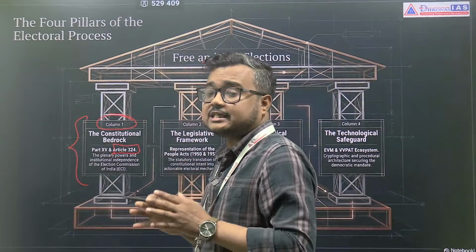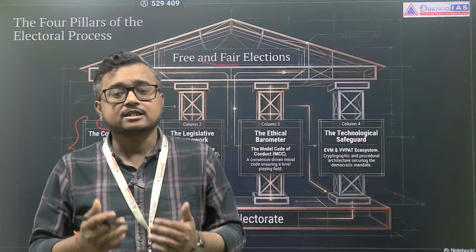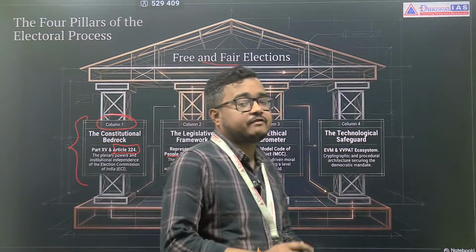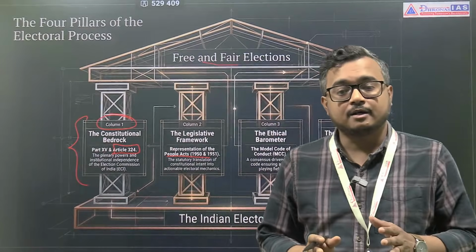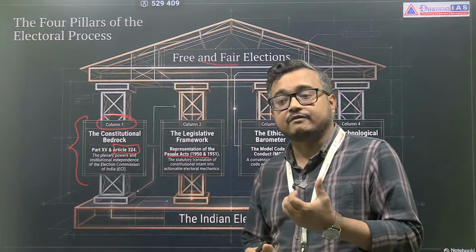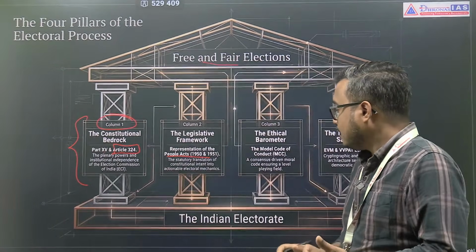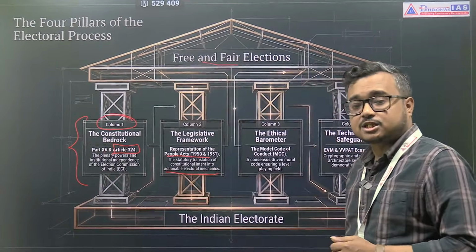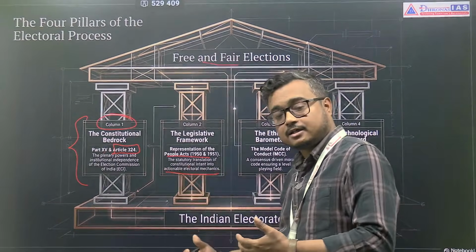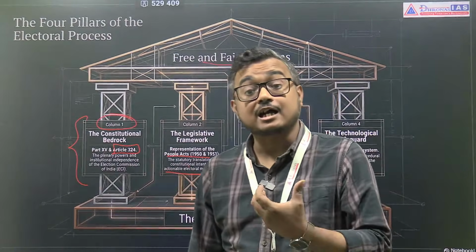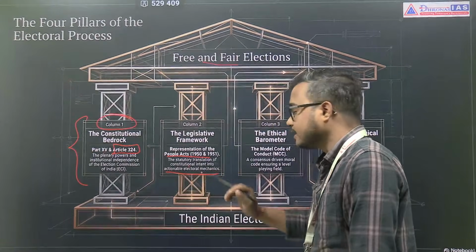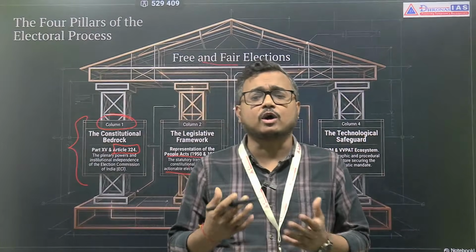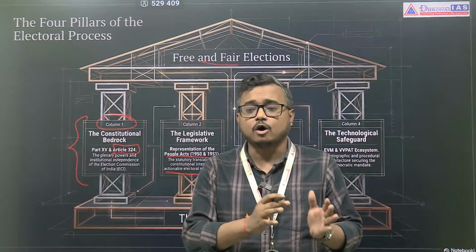Next, we have the legislative framework. That means we have the RP Act 1950 and RP Act 1951, the Representation of the People Act 1950 and 51. Both these acts are a translation of constitutional intent into measurable, actionable electoral mechanics. They include the conditions, the qualification and disqualification criteria, all this.